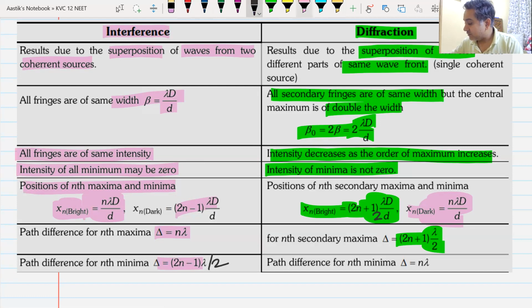Here it is n lambda. So maximas have been replaced by minimas. Minimas have been replaced by maxima. The only thing that is the same is that the central fringe remains a minima. Do we understand this? Yes or no?